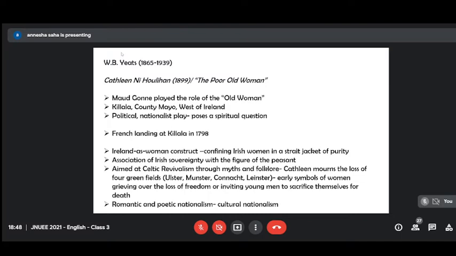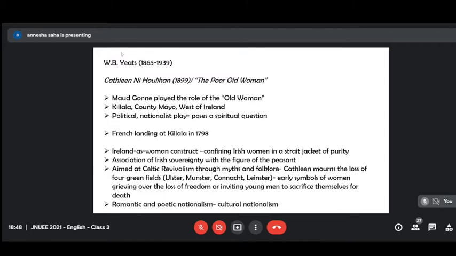So this construct symbolizes all that is good about Ireland. In a way it confines Irish womanhood. Because if Ireland is thought of as the mother figure, then of course all the women in Ireland would simultaneously be associated with it. They would simultaneously be worshipped as the mother figure, and therefore Irish women had to embody certain virtues, certain ideals, all of that.